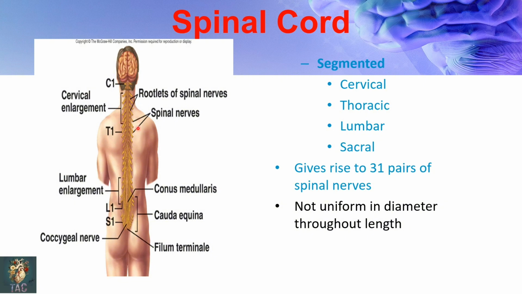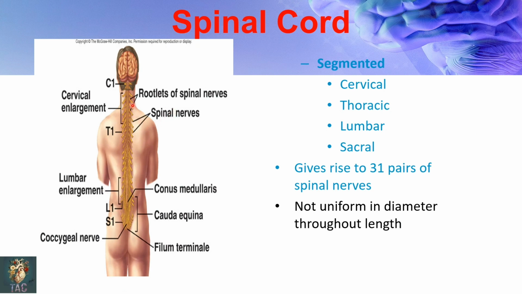In this diagram you can see the cervical enlargement from the level of C3 to T2, and this is the cervical enlargement for the brachial plexus. The nerve roots arising from this area supply the upper limb. Similarly, the lumbar enlargement in the area of L1 to S3 gives nerves to the lower limb, forming the lumbar plexus.